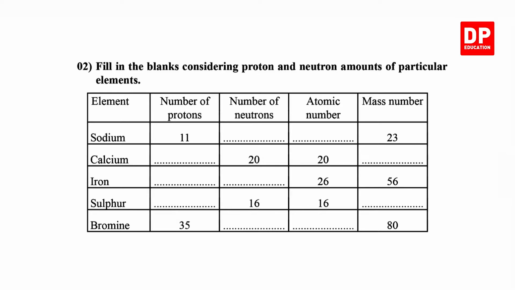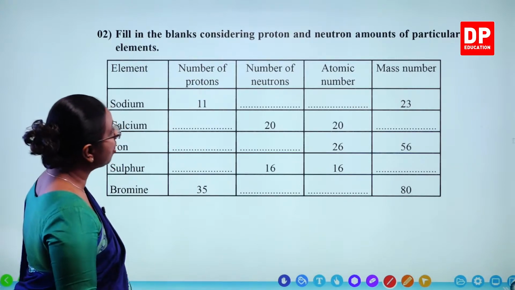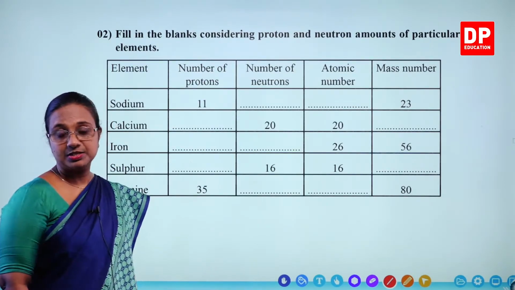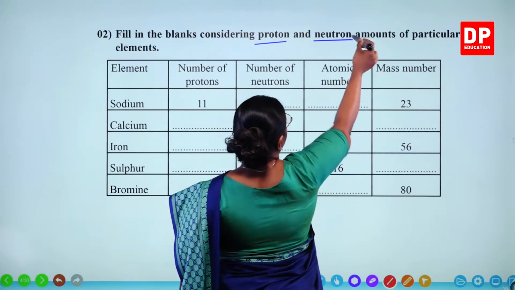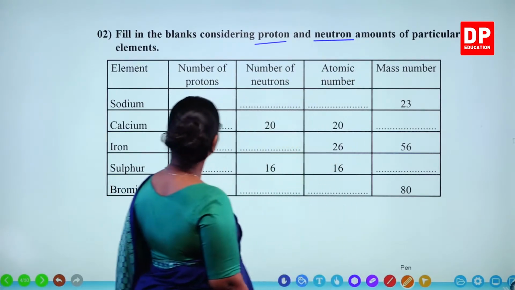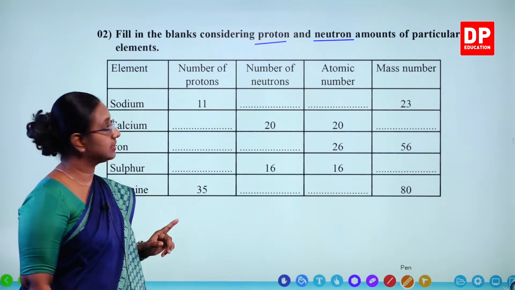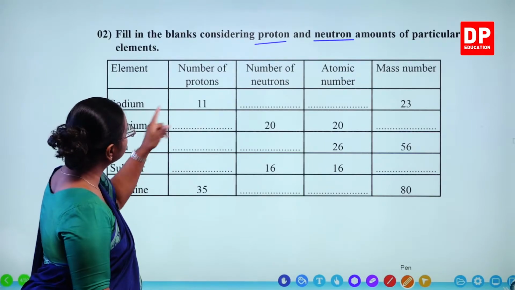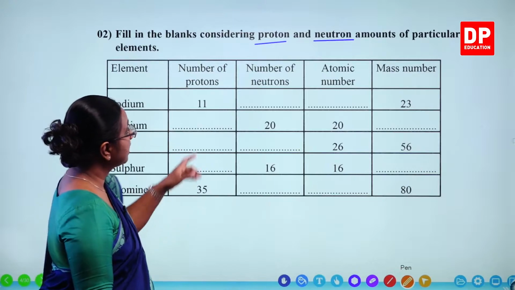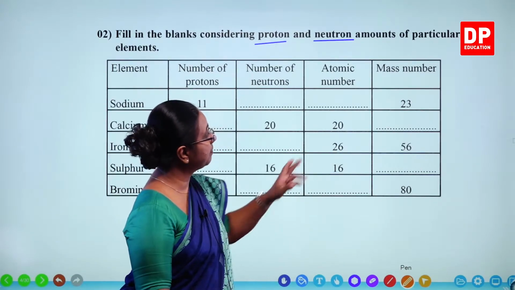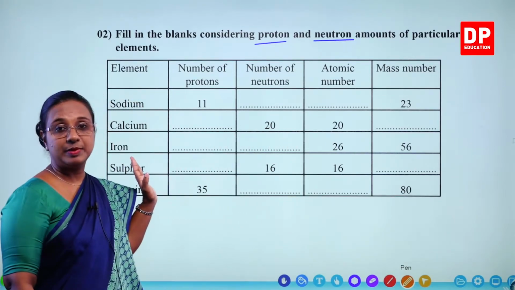This is a table. Fill in the blanks considering proton and neutron amounts of particular elements. So you have to consider the proton and neutron amounts. The first one, the first column, you can see the element is given to you all. In the second column, they have given the number of protons, third one number of neutrons. Then you have to find the atomic number and the mass number. But you can see randomly it has been filled.